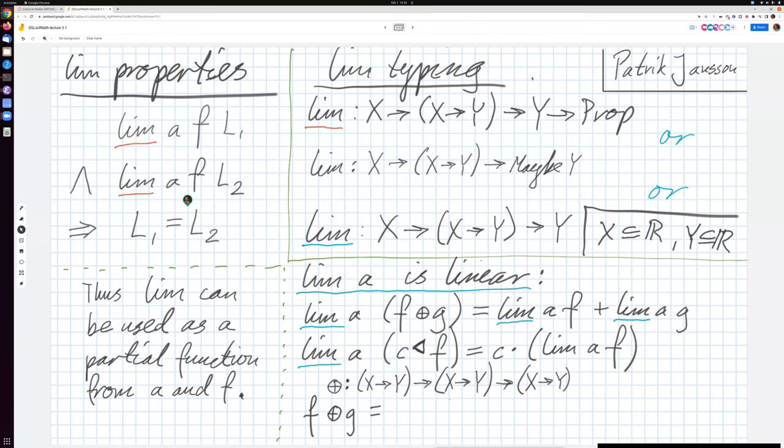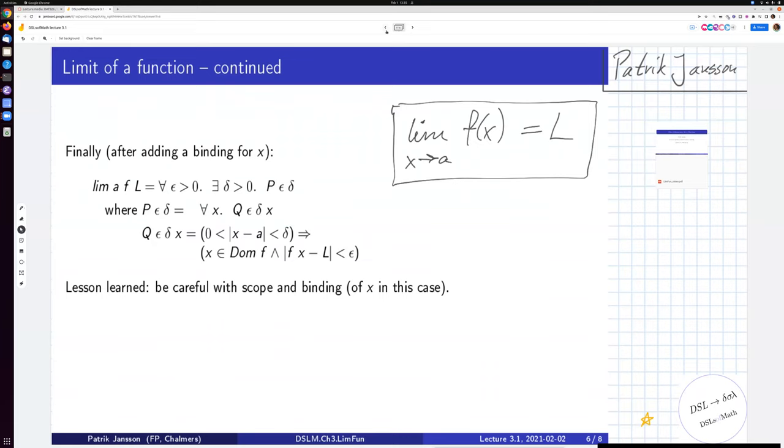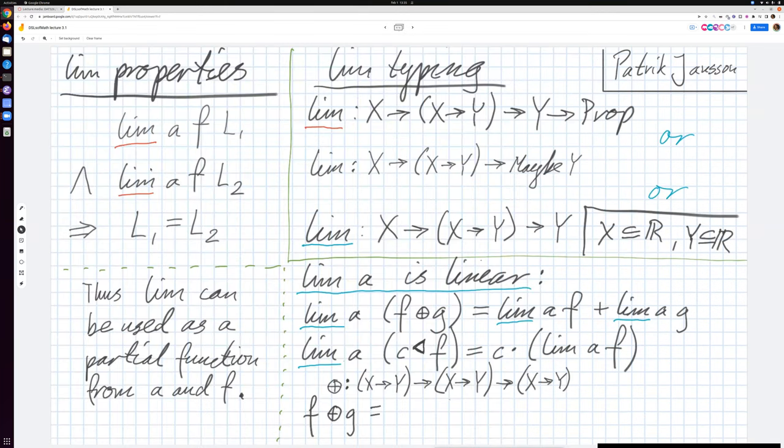From the logical definition on the previous slide, it's not obvious at all. There are lots of squiggly symbols and for alls and epsilons and deltas and so on, and that this should have any kind of property like that is not at all obvious. So it needs to be proven separately. It's a good exercise to prove this, and there are two variants of that exercise in the book. So if you really have two potentially different limits, they are actually not different.